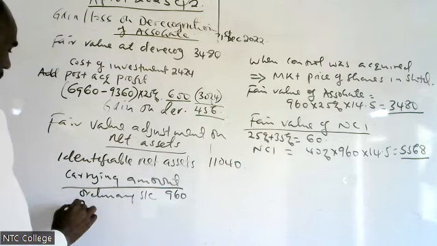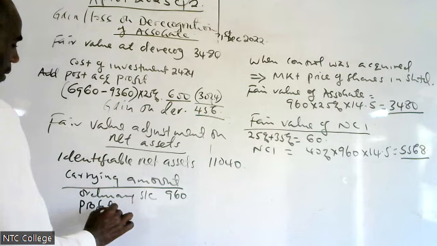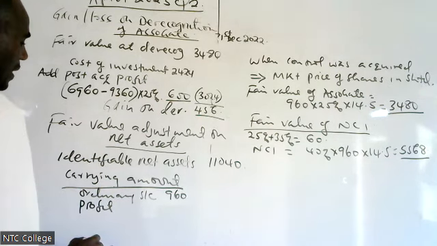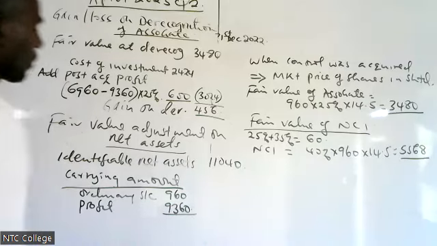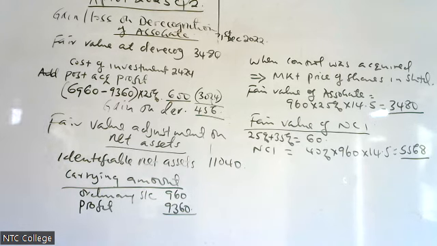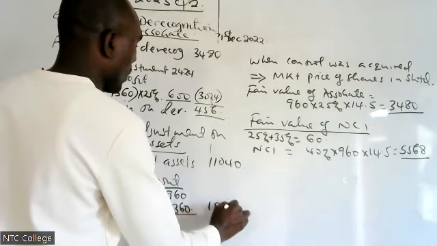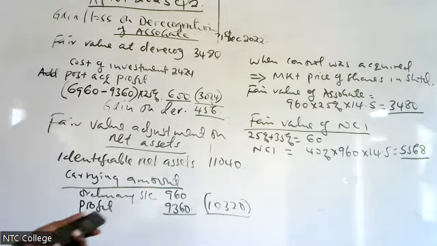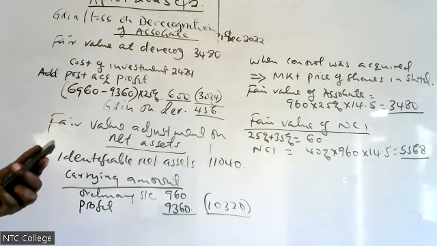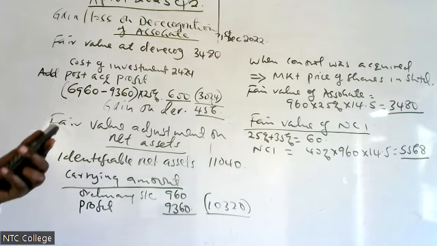Then the profit when we gained control, which is the pre-acquisition profit, was 9360. Therefore, I take 960 plus 9360. I'm getting 10,320. This is the carrying amount, but the examiner gave me the fair value as 11,040. Therefore, the difference is the fair value adjustment.